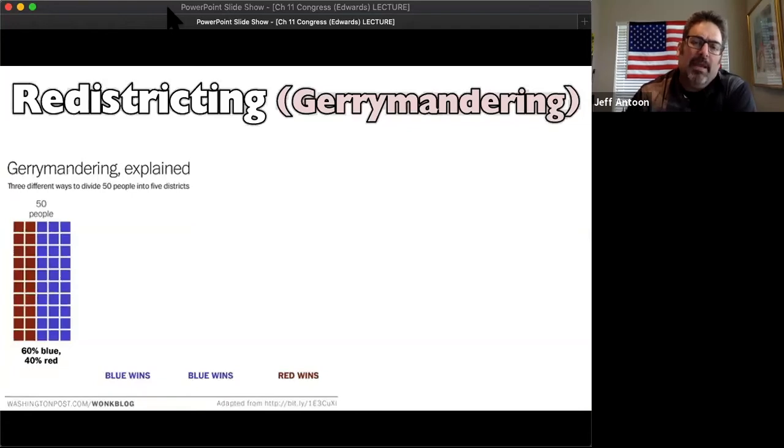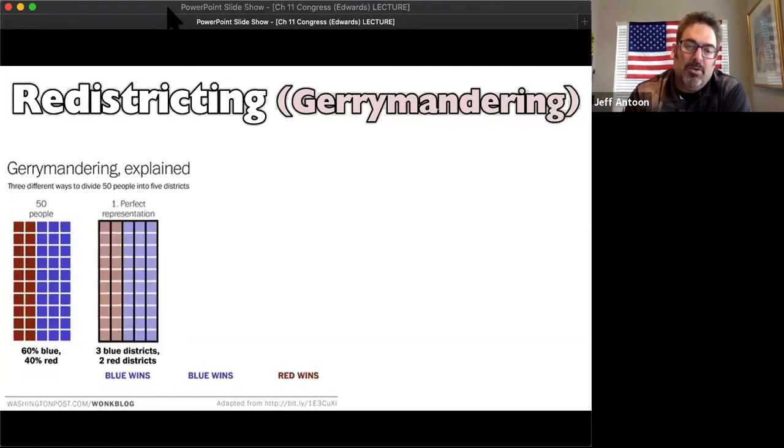So I'm going to give you a scenario, and then we're going to do the activity in class. So let's say we have this rectangle land, and there's 50 people. 60% of them are blue, and 40% are red. How do I get it where blue wins? And how do I draw the lines to redistrict? And to be fair, there should be more blue representatives than red. That'd be the fair way to do it.